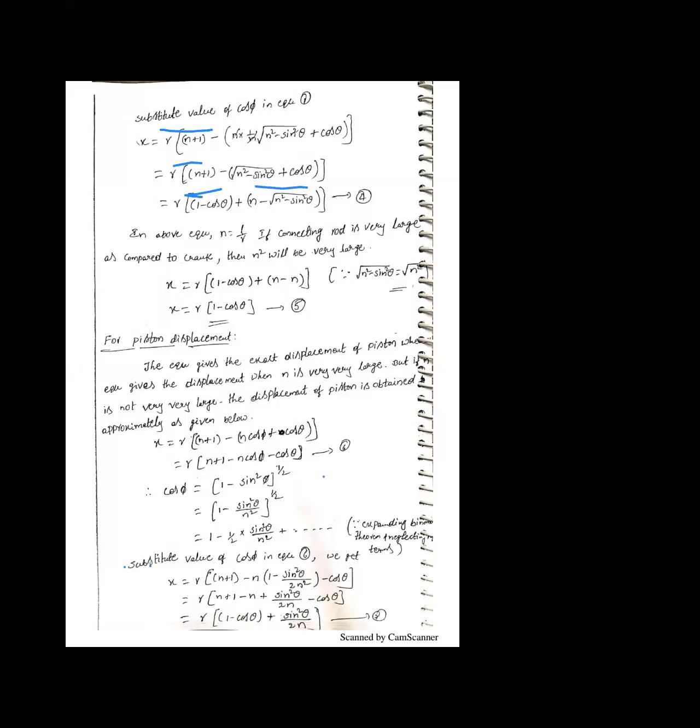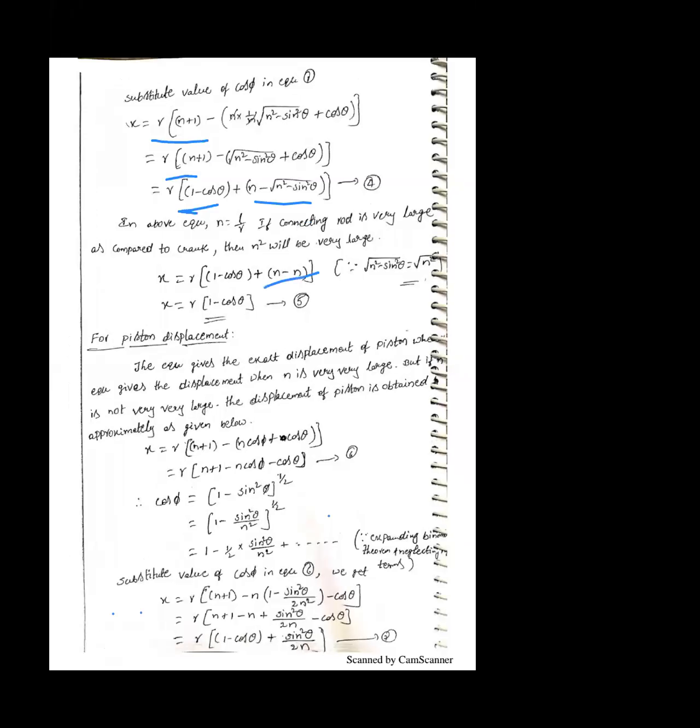Then only the square root of n square is there. N square will be large when compared to the sine square theta, so that's why they consider only the square root of n square, that means n minus n is there. So we cancel the n minus n. Why? Because one is positive and the other is negative, so both cancel. So then x equals r into 1 minus cos theta. That is taken as equation number 5.